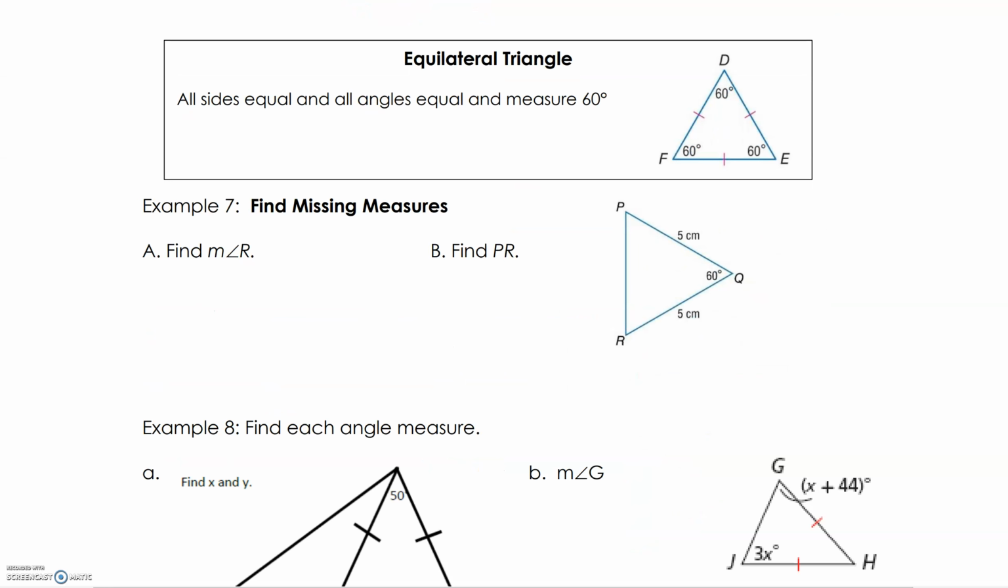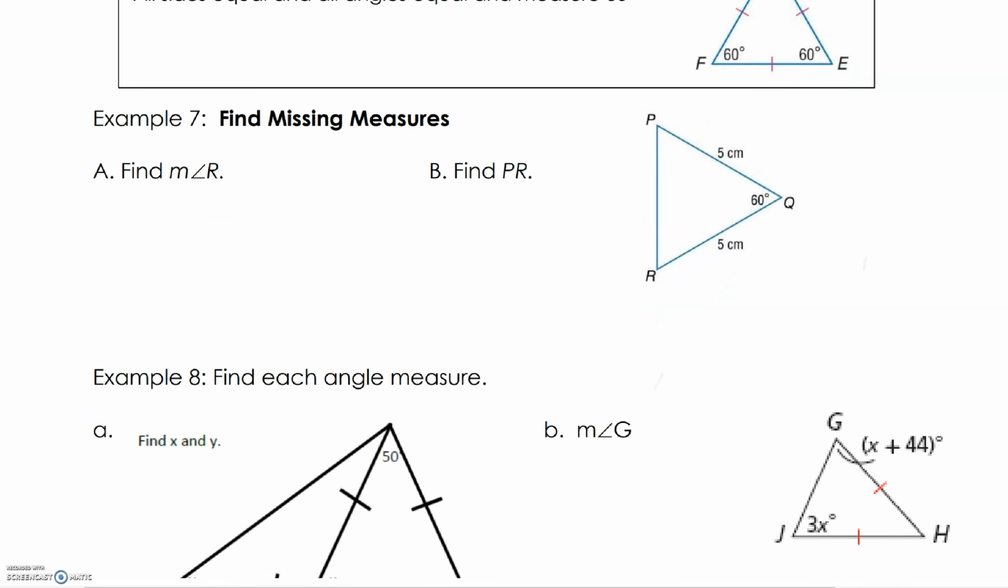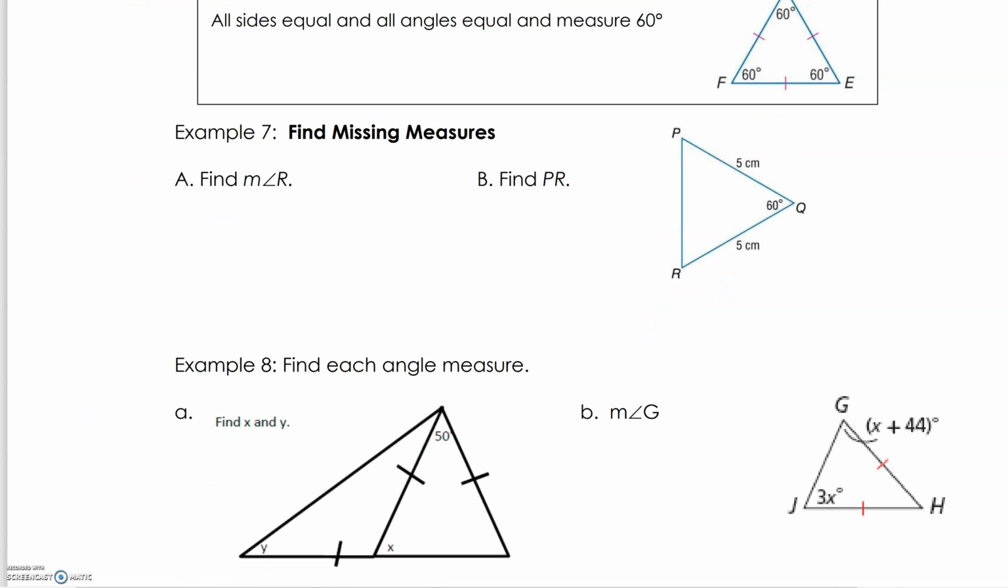The other one we're going to look at is equilateral, where everything's equal. All the angles are equal, all the sides are equal. If it's an equilateral, it's an equiangular. If it's an equiangular, it's also equilateral. It's just an equa. So let's go ahead and find some missing angles here.